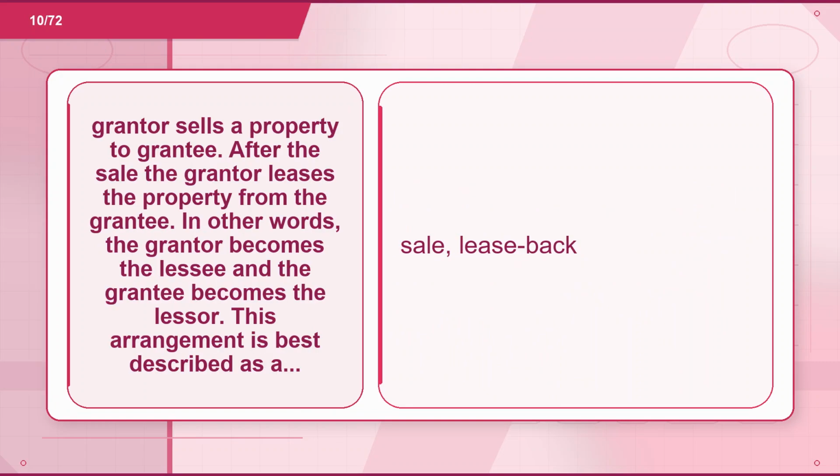Flashcard 10. Term: a grantor sells a property to a grantee, after the sale the grantor leases the property from the grantee, in other words, the grantor becomes the lessee and the grantee becomes the lessor. This arrangement is best described as a... Definition: sale leaseback.